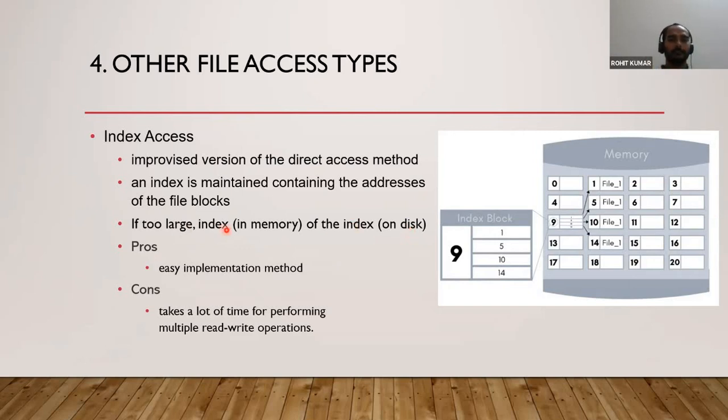So a secondary index is supposed to be maintained in main memory. Why? Because it will be fast, because the speed of main memory is faster than disk memory. So the index in main memory can be made for the other index in disk memory. Now, what are the advantages? You have an easy implementation method, because you are making an index of an index. On top of it, in comparison to random access, you get faster access.